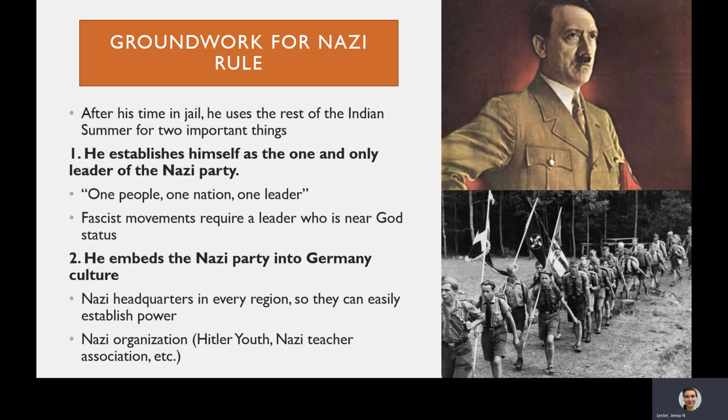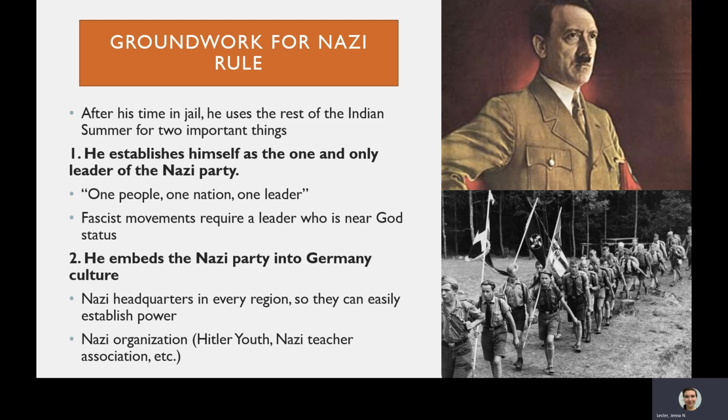In his time in jail and during this Indian summer, he sets the groundwork for Nazi rule in two important ways. One, he establishes himself as the one and only ruler of the Nazi Party, which is what I meant earlier in that you can't separate Nazism from Hitler. These kinds of extremist movements usually need a leader that people can rally behind. So he's the one and only person in the Nazi Party.